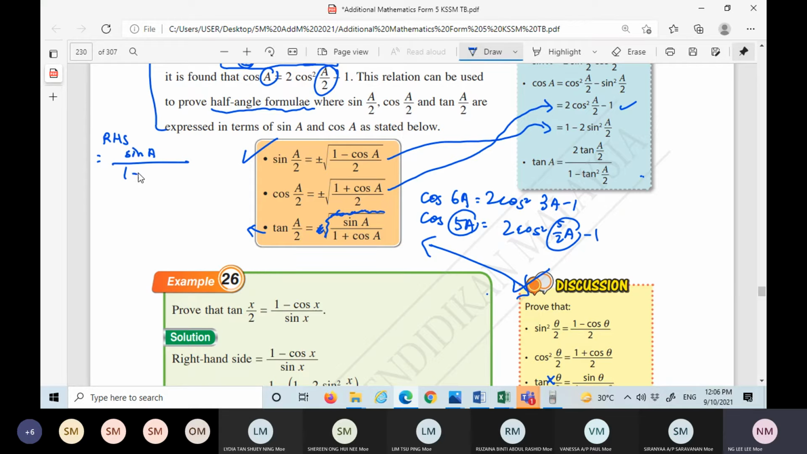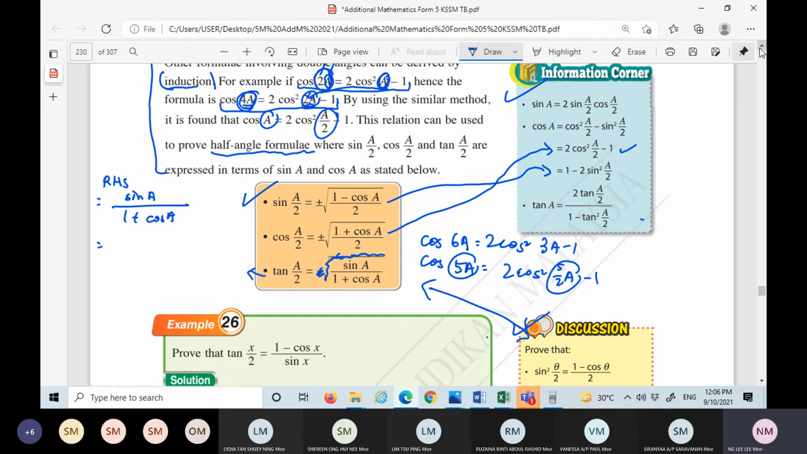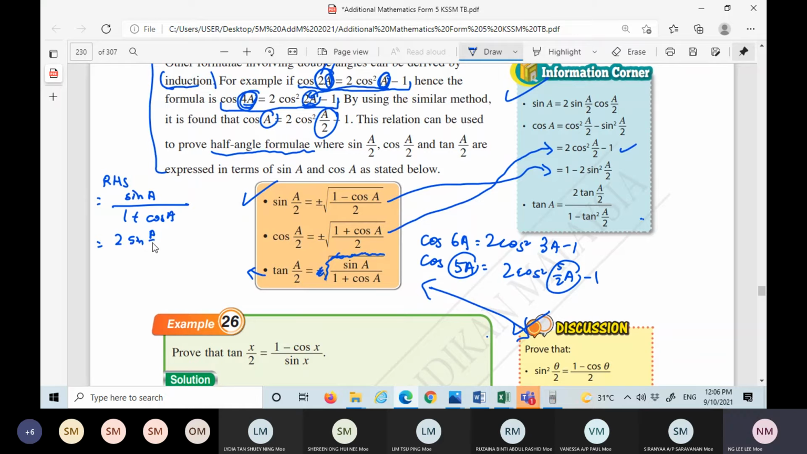Okay, and then we have 1 plus cos A, sine A. Because the left hand side is A over 2, I have to use the sine A formula and change it into the A over 2 formula. So it's 2 sine A over 2 cos A over 2.